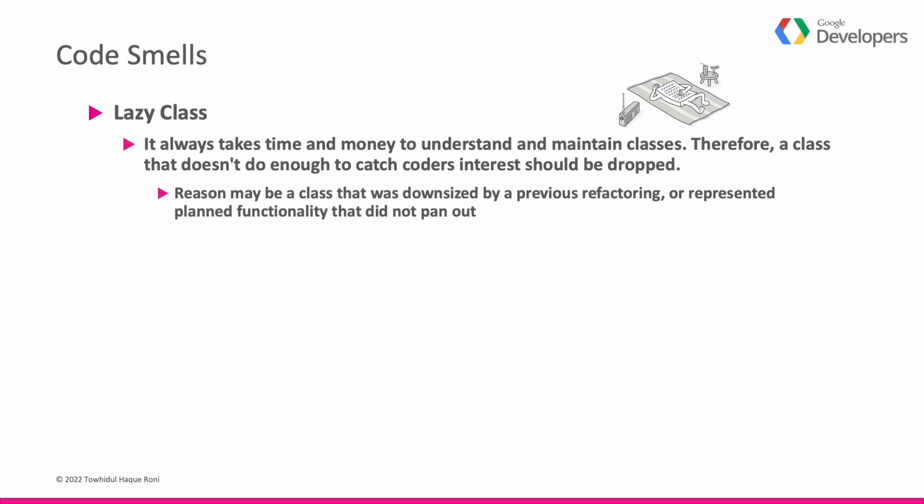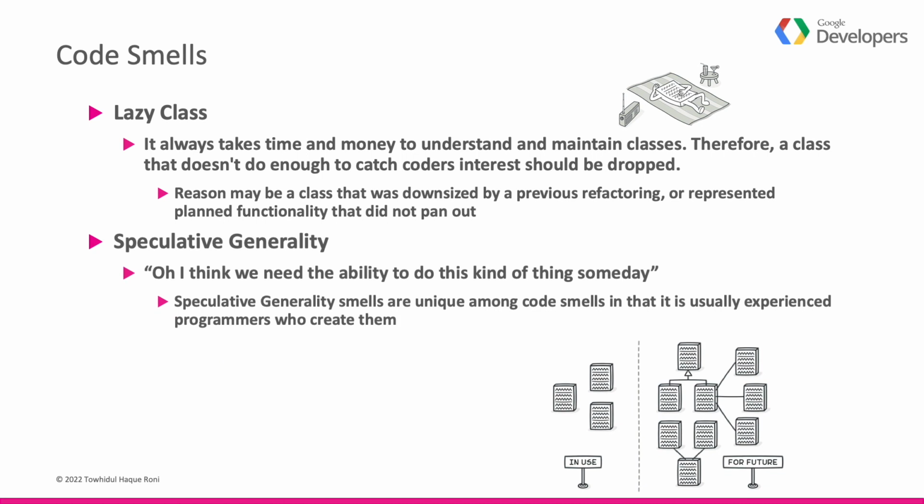Now let's shift our attention to speculative generality. It's like saying, ah, I think we might need the ability to do this kind of thing someday. Speculative generality smells are interesting because they are usually created by experienced programmers. These programmers, with their vast knowledge and foresight, often try to anticipate every possible future scenario in their code. However, this can lead to over-engineering and adding unnecessary complexity to the system.